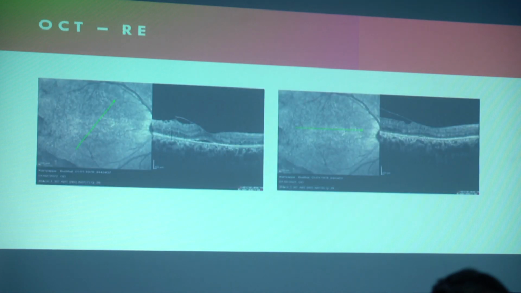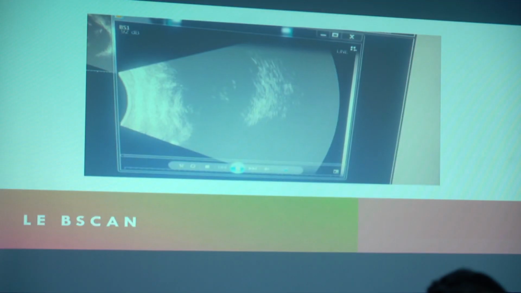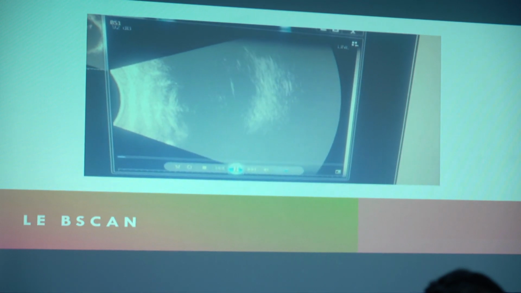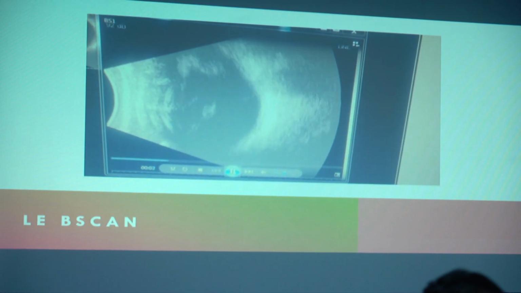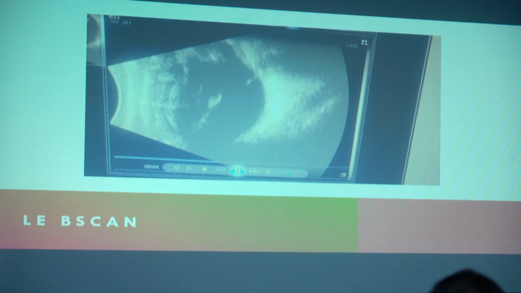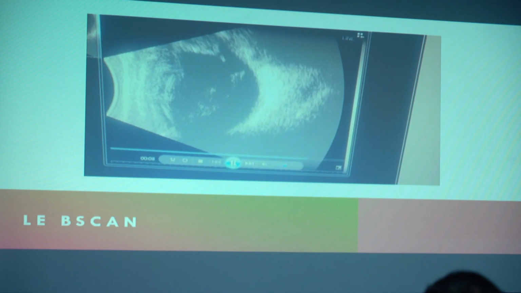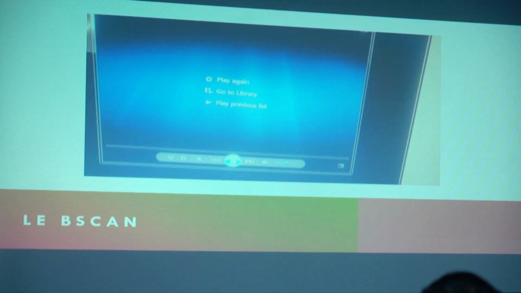This was the OCT of the right eye showing an ARM with a traction kind of picture with some SRF. This is the B scan of the other eye, the left eye, and if you see, there's a dense hemorrhage, and they put the possibility of FVP attached to the disc with taut posterior hyaloid, and this is the intraoperative finding.